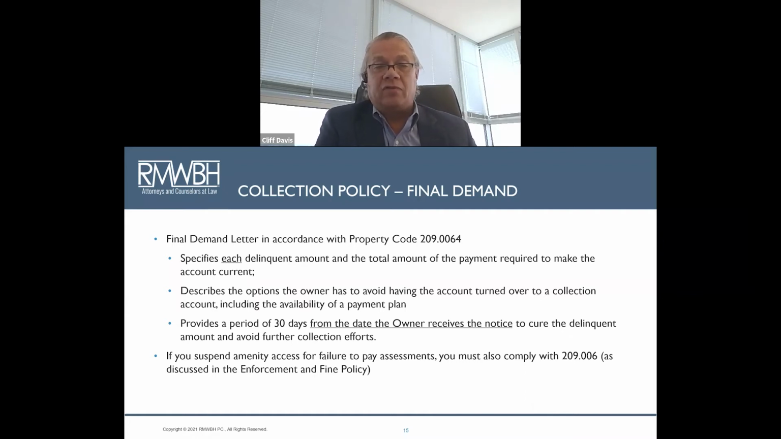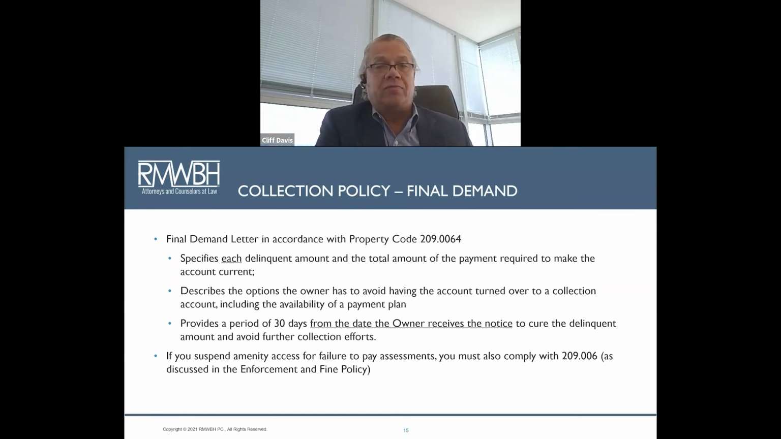I mentioned on that list too that if you're going to suspend use rights, you have to send a 209 letter. A lot of associations include the suspension of use rights language in their 209 letter, or that can be sent as a separate letter. If you send it separately, you have to send a 209 letter that has all of the requirements that we've talked about, plus informs them that their use rights will be suspended if they don't pay within 30 days. And that's usually a big motivator for people who intend to use the pool, who have kids who want to use your pool when that time comes.